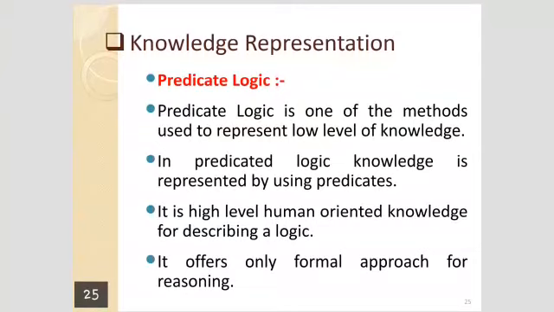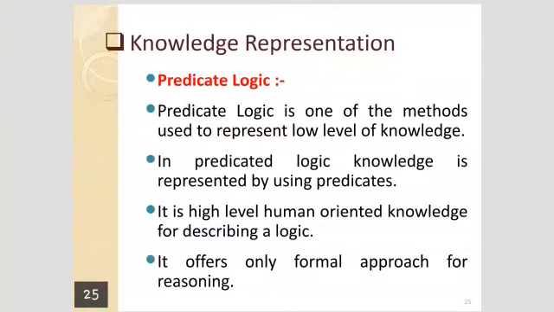Next, it is high level human oriented knowledge for describing knowledge. We already discussed this at the start of the lecture: sky is blue. This is human oriented knowledge for describing a logic. So sky we will write outside, and then in brackets we will write blue.